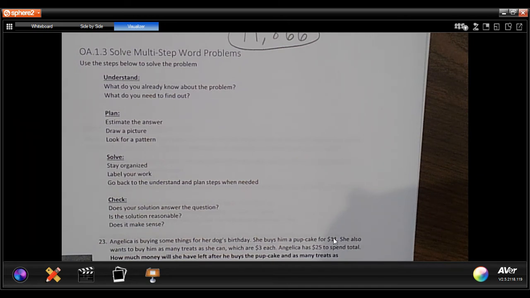Next is to solve the problem. Make sure you stay organized, label your work, and go back to the understand and plan steps when needed. Lastly, we're going to check our answer, asking ourselves, does our solution answer the question? Is the solution reasonable? And does it make sense?